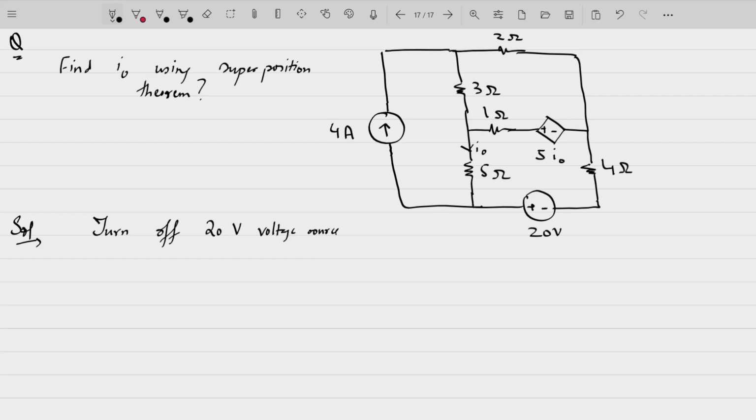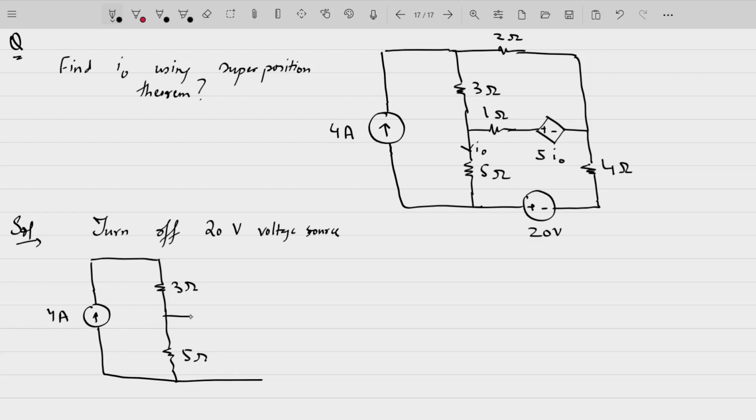So we will do step 1. That means you have a 4 ampere current source. You have 3 ohms here. You have 5 ohms here. We have suppressed the 20 volts. 1 ohm. Turn off the 20 volt voltage source. Fine. So we have turned this off by short circuiting the voltage source. Now let the current that is flowing through this path be I naught dash.